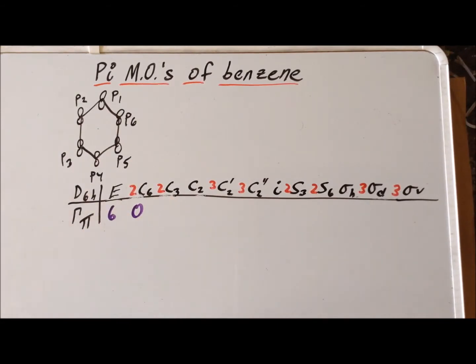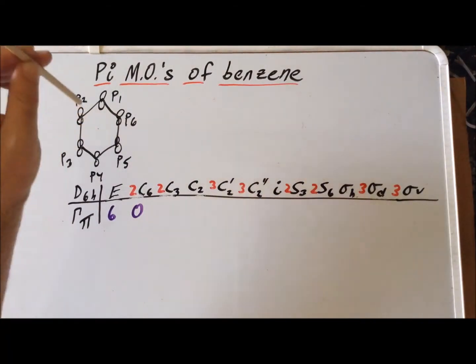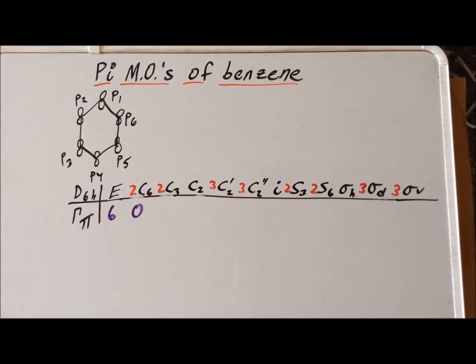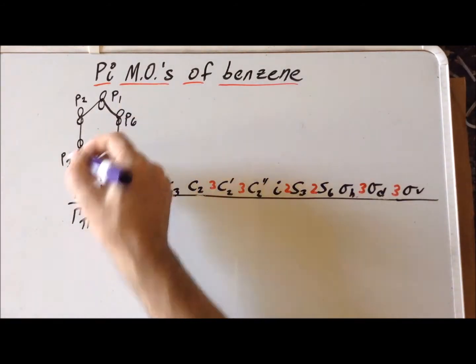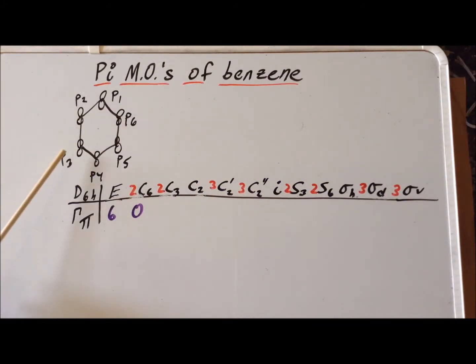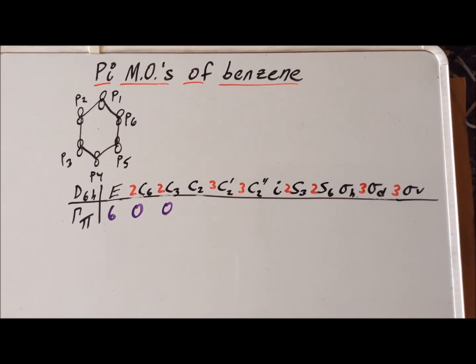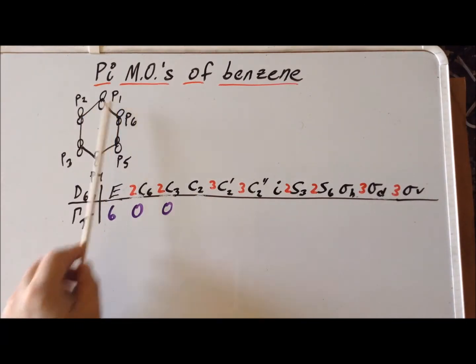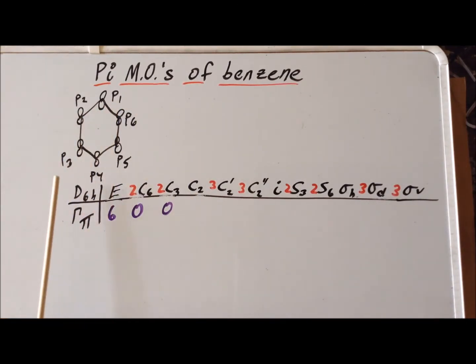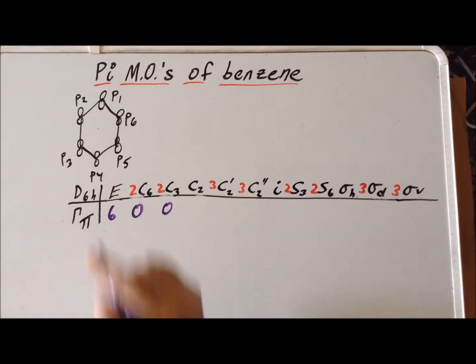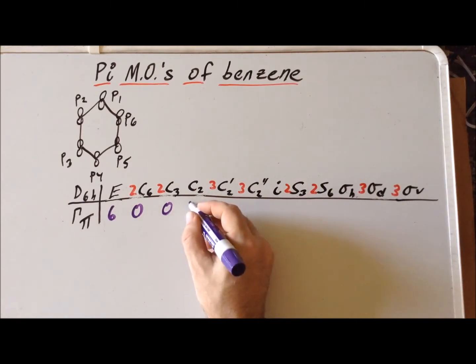For the C3 operation, which like the C6 and the C2 here, all have the z-axis as the axis of rotation. So for C3, it takes p1 to p3, p2 to p4, p3 to p5, p4 to p6, for example. Since each of the orbitals moves, none of them doesn't move, and our character is going to be a 0. For the C2 operation, this is going to take p1 to p4, p2 to p5, p3 to p6. Since each of the orbitals moves, our character is therefore going to be a 0 here.